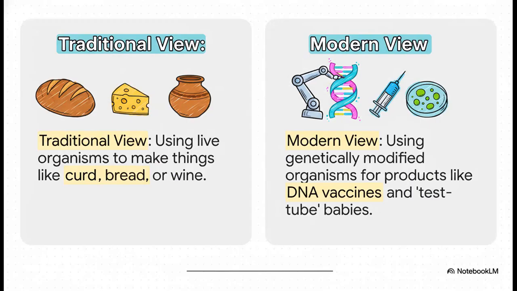So, let's start with the big question. What even is biotechnology? Well, you can think of it as having two different personalities. On one side, you've got the traditional stuff we've been doing for centuries, using microbes to make curd, bread, or wine. That's the old school view. But the modern view, which is what we're really focusing on for your exam, is on a whole other level. Here, we're talking about genetically modifying organisms to get them to produce exactly what we want on a massive scale. We're talking about high-tech things like DNA vaccines and even test tube babies.